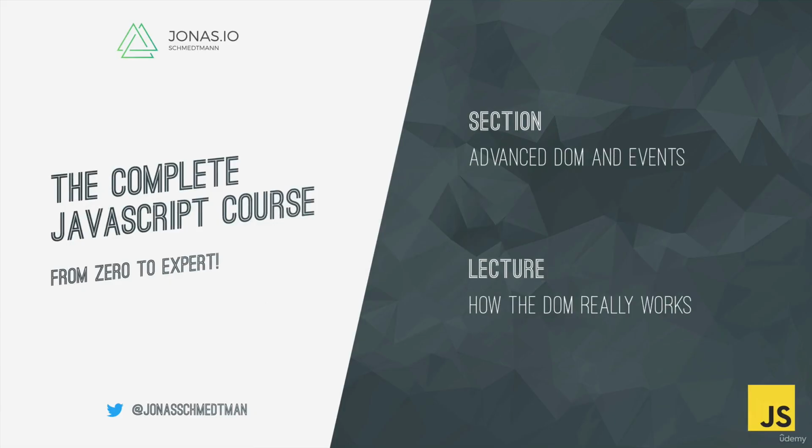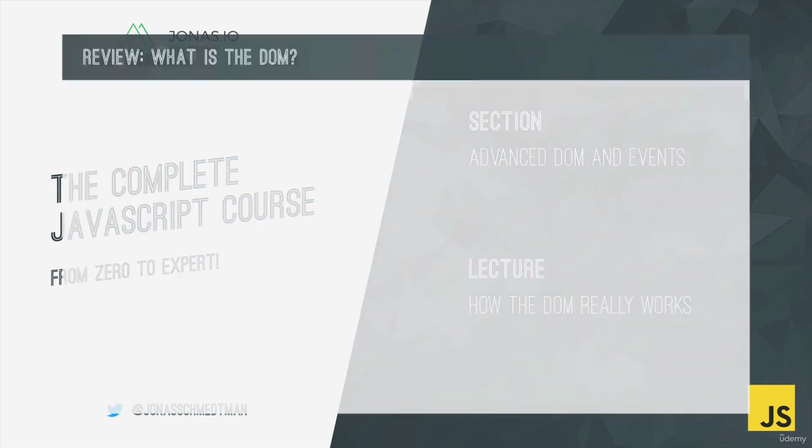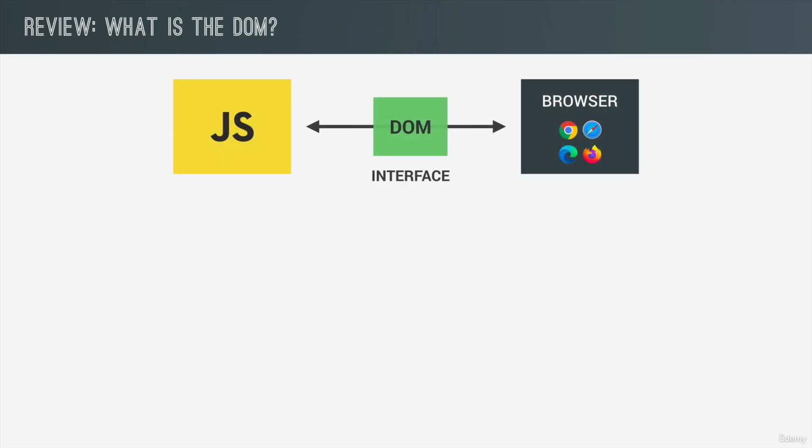Let's start this section by learning how the DOM really works behind the scenes, and more specifically, how the DOM is organized internally. This will make it easier to understand everything else that's gonna follow in this section. So first, remember that the DOM is basically the interface between our JavaScript code and the browser, or more specifically, HTML documents that are rendered in and by the browser.